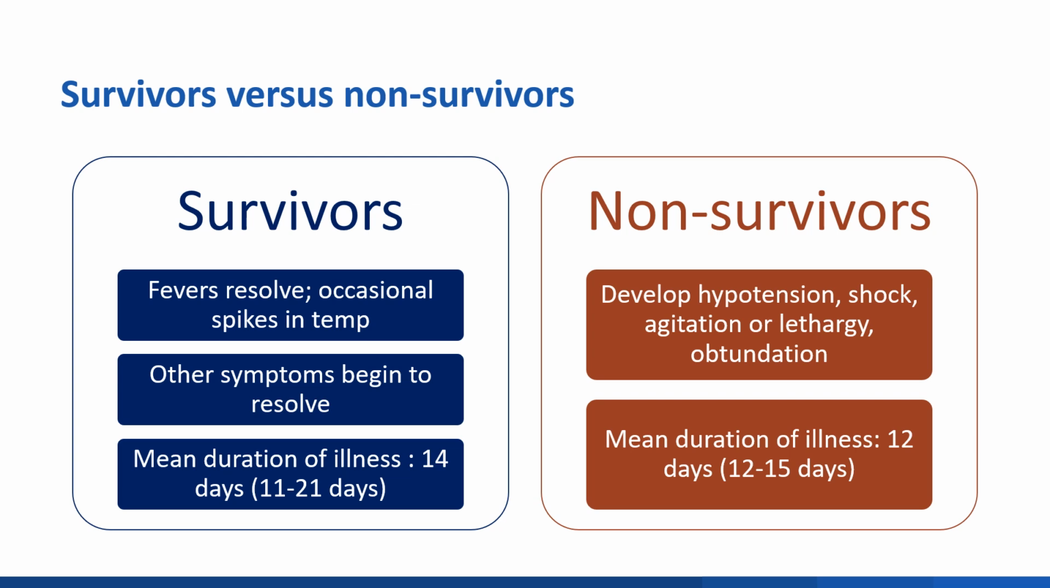The mean duration of illness for survivors is 14 days, with a range of 11 to 21 days. Non-survivors develop hypotension, shock, agitation, or lethargy, and eventually obtundation. The mean duration of illness in non-survivors is 12 days, with a range of 12 to 15 days.